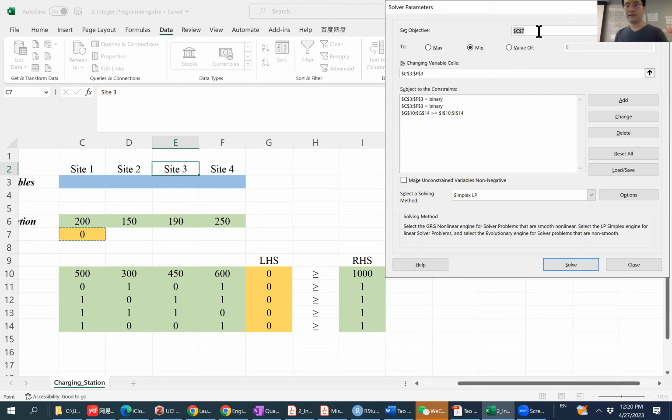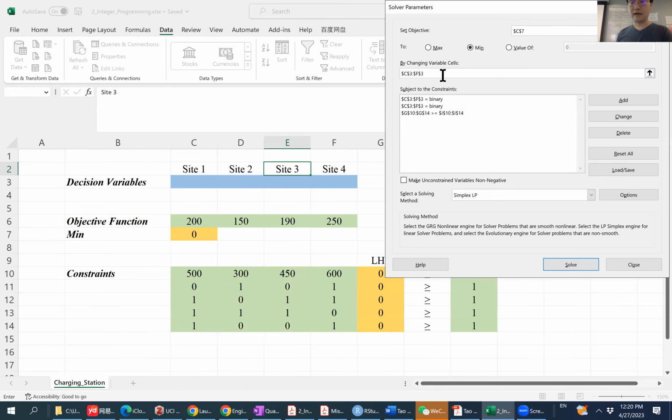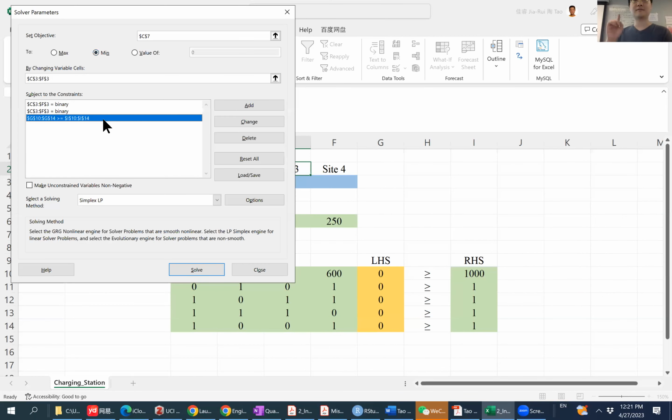So this time we have Solver. The objective function is in this yellow cell representing total cost. We need to minimize it by changing values in the blue cells representing the decision variables, 0s and 1s. And we have all the constraints. Because all of them share the same operator, I define them as just one block. All the left-hand side values need to be greater than or equal to the right-hand side values.